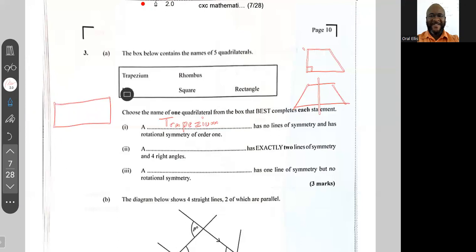Now, you see the rectangle? If you turn it through 180 degrees, it lands back onto itself. And if you turn it another 180 degrees, it lands back onto itself. So it has a rotational symmetry of order 2, because 2 times in a 360-degree turn, it lands back onto itself. This says exactly 2 lines of symmetry and 4 right angles. I'm going to go here with a rectangle.